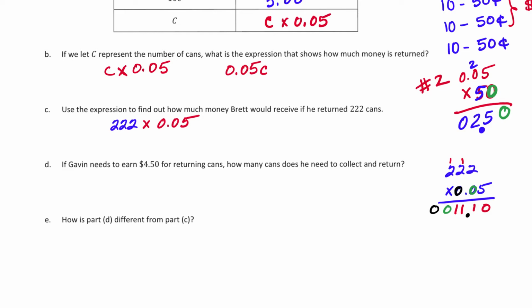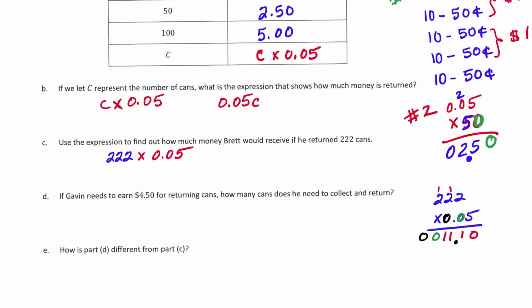And it kind of makes sense if you think of estimation, trying to see if your answer makes sense if you wrote the decimal in the right place. If 100 is $5, 200 is $10, which is very close to what we got for 222, right? So this is $11.10 for the 222 cans.